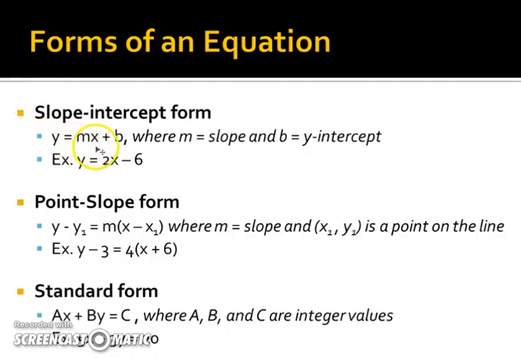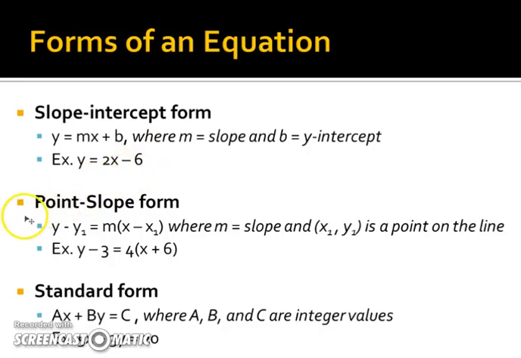Y equals mx plus b, where m is the slope and b is the y-intercept, so where it's crossing our y-axis. And an example of an equation in that form, y is by itself equaling 2x minus 6, where 2 is the slope and it's crossing a negative 6 on our y-axis.